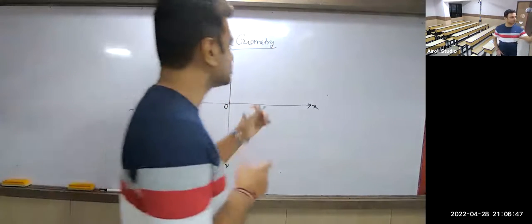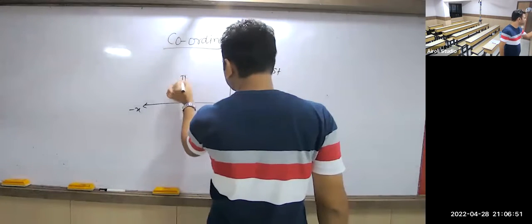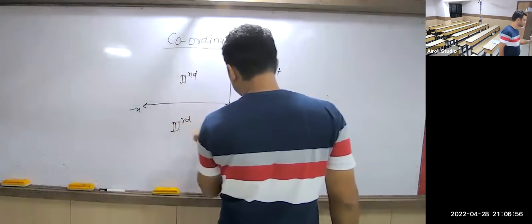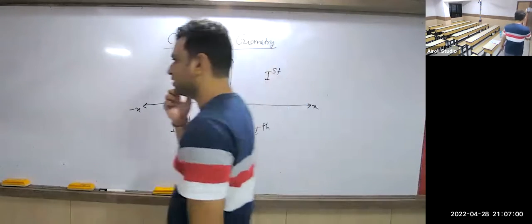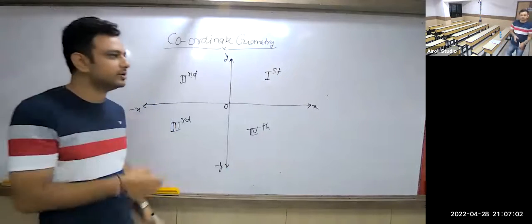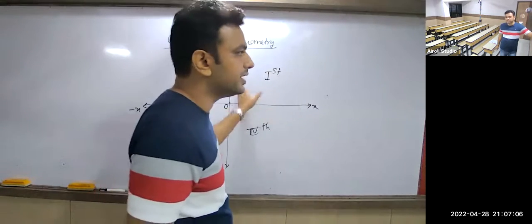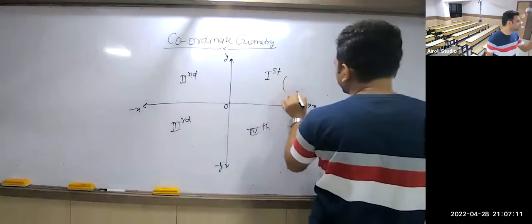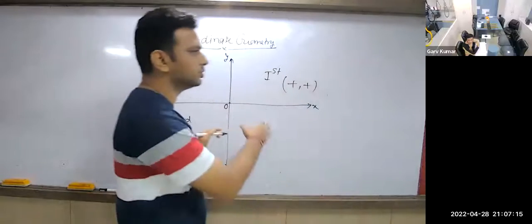So this is called the first quadrant. This is our second quadrant. This is the third quadrant, and this is our fourth quadrant. If a point lies in the first quadrant, its x coordinate will be positive and its y coordinate will be positive. So can I say all the points are of the form plus, plus? Yes, both are positive.